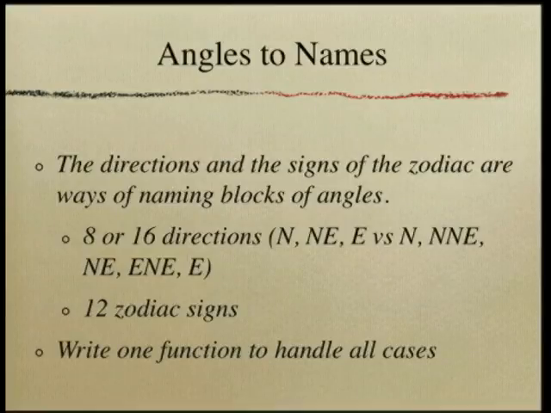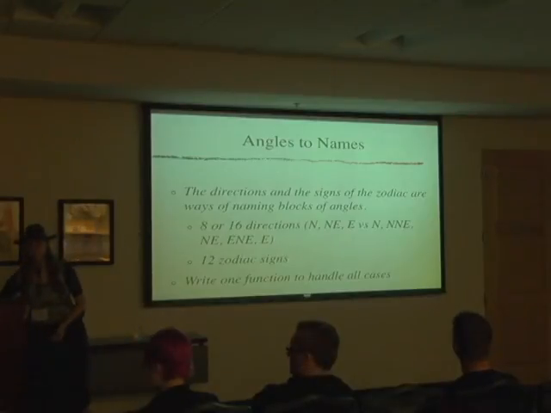But the directions, do you want to do 8 or 16? How fine-grained do you want them? So it's not a fixed number. And then there's 12 zodiac signs. I thought, wait a minute, these are both answering the same question. So I'm going to write a generic function that will take a continuous thing and turn it into chunks and give me names back. Sounds useful, right? Yes. Okay.